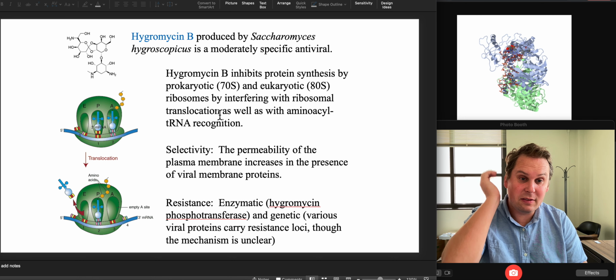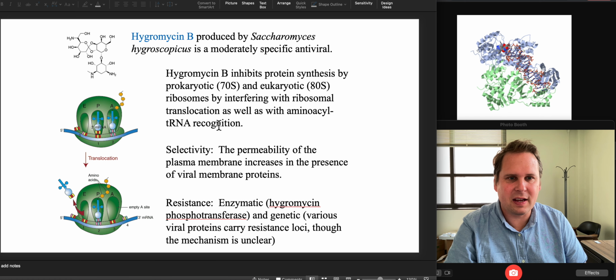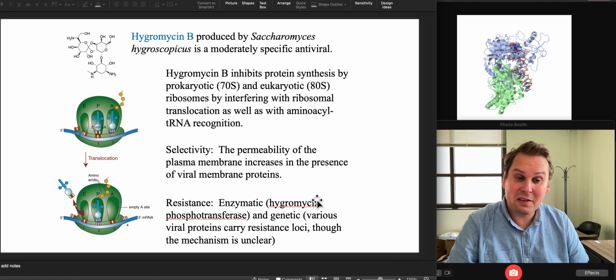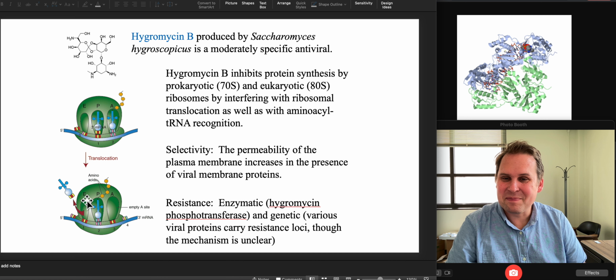So hygromycin, I don't believe this is approved for human use for anything currently. Although if it is, whatever. Get in the comments, let me know.